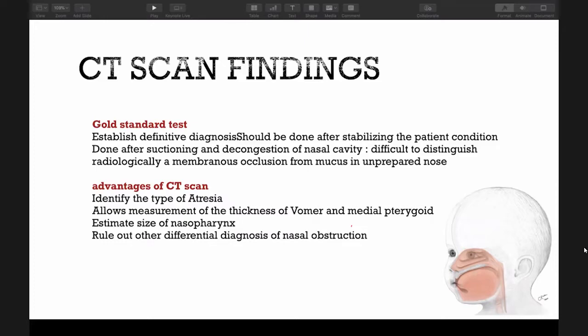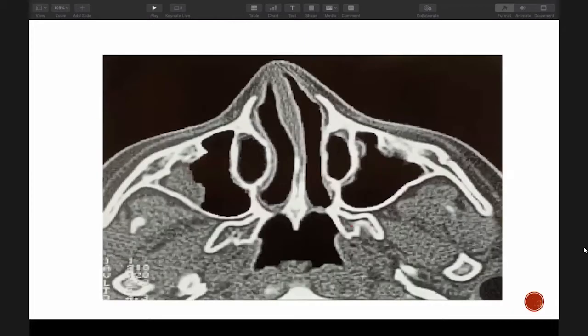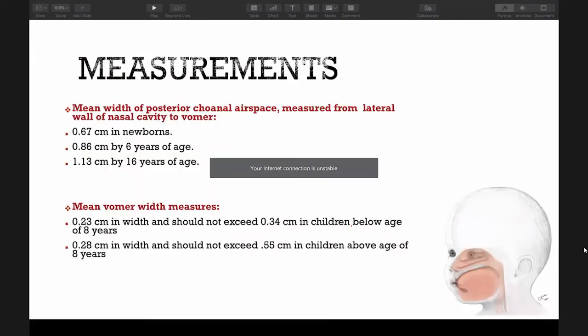It will also allow us to do the measurement of the vomer. So again, this is the CT of bilateral choanal atresia. The measurements include the mean width of the posterior choanal air space, measuring from the lateral wall of the nasal cavity to the vomer. It will be 0.67, 0.6 in newborn, and then 0.86 by 6 years of age, and 1.13 by 16 years of age. The mean vomer width will measure 3.4 below the age of 8.